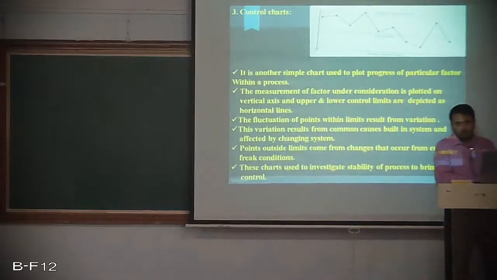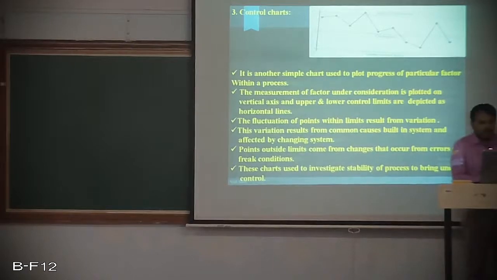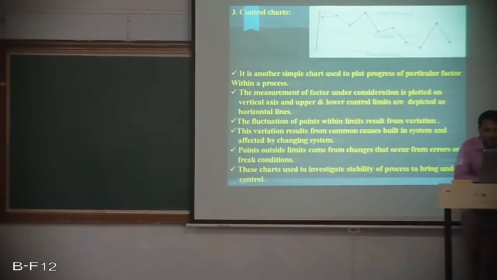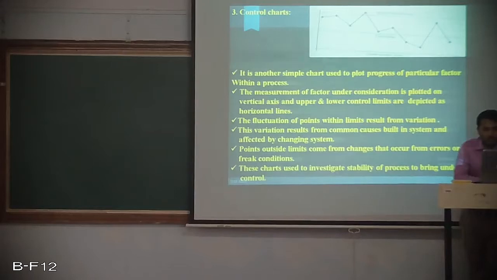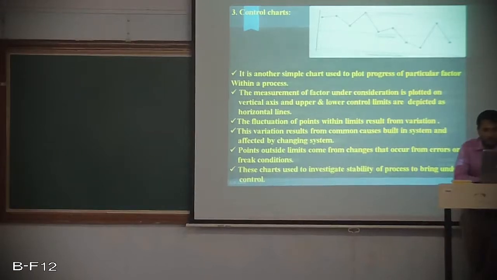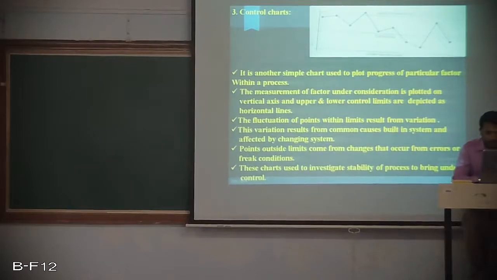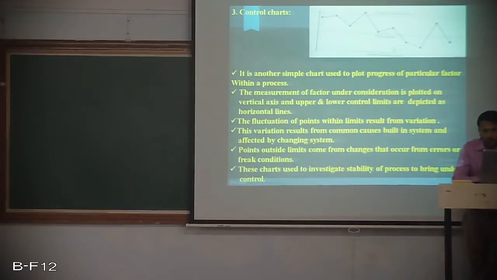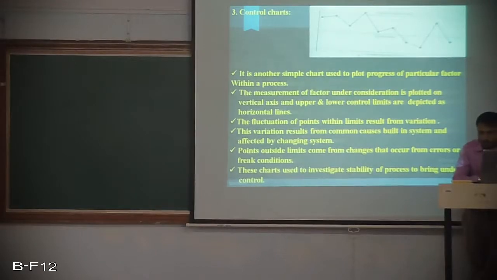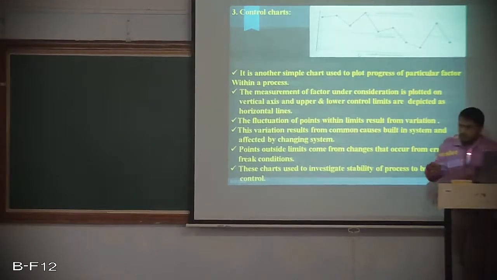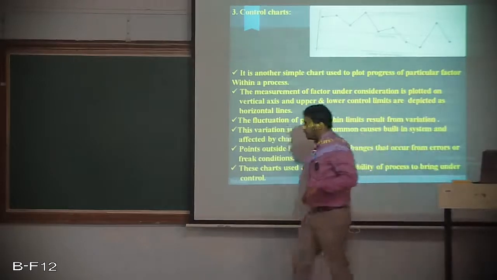Control charts. It is another simple chart used to plot progress of a particular factor within a process. Here, a control chart mainly consists of a center line, upper control limit and lower control limit. I'll explain this better with a part, a shaft.